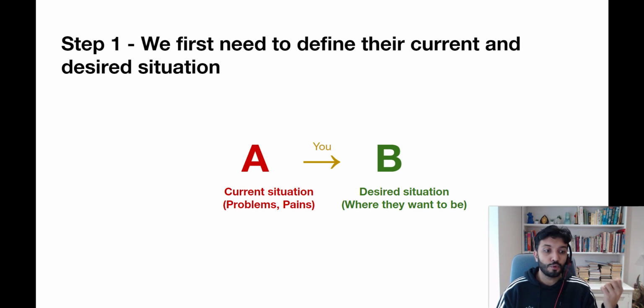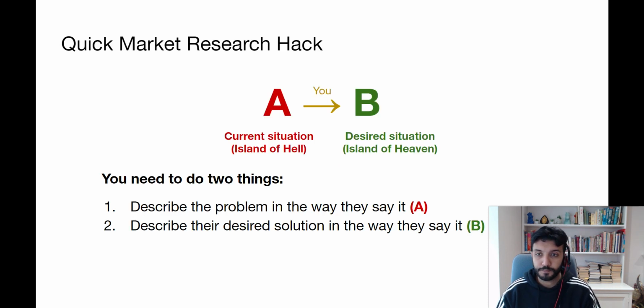You are actually just one mechanism of getting there. Maybe they want to get a plane there with someone else, maybe they want to swim there. So you have to position yourself as the best way to get them from A to B. So I hope that makes sense, and that's how we simplify everything. So here's a quick market research hack to understand how you can communicate to them what their position A is and where they want to be, position B.